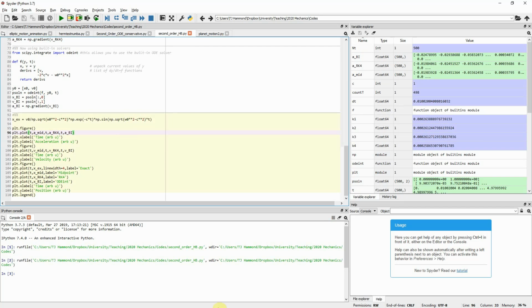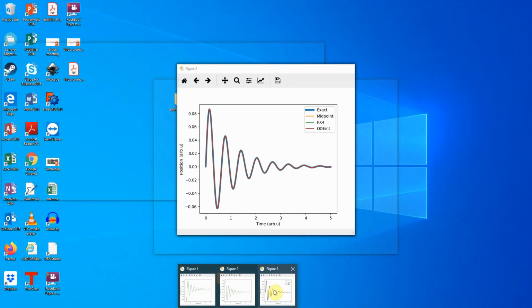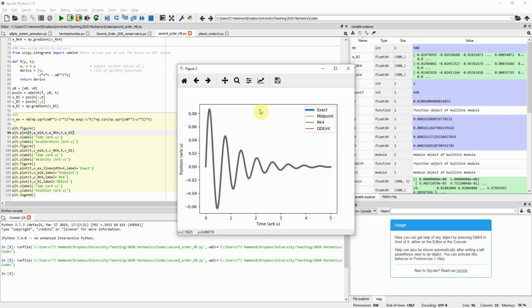So we can run this, and what do we get? We can see that the exact solution is in blue, the midpoint in yellow, and RK4 in green, and you can see that all these things exactly overlap with the built-in odeint solver.